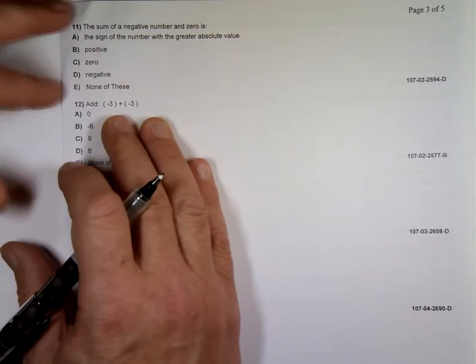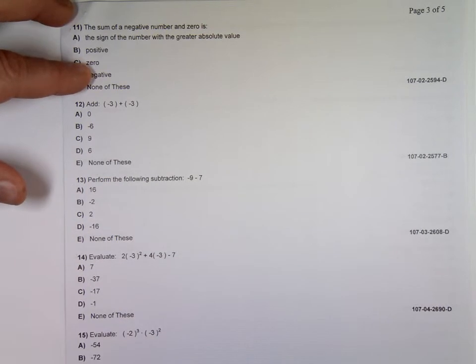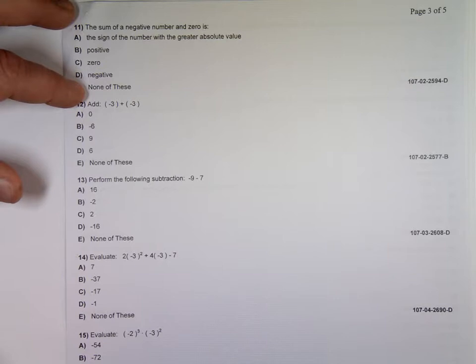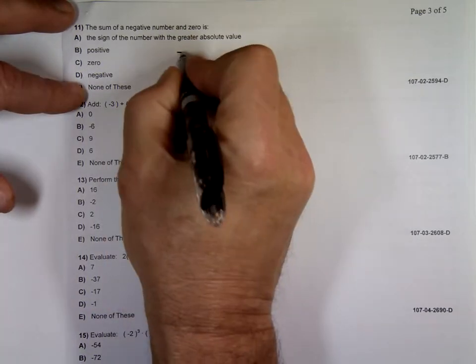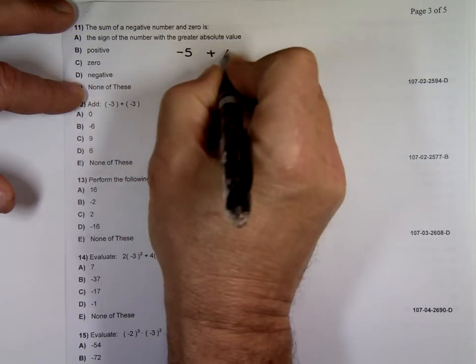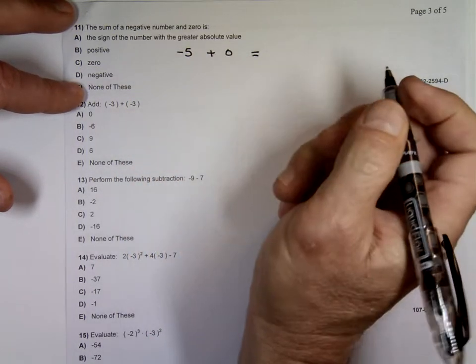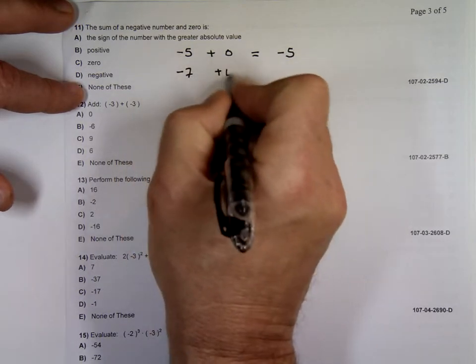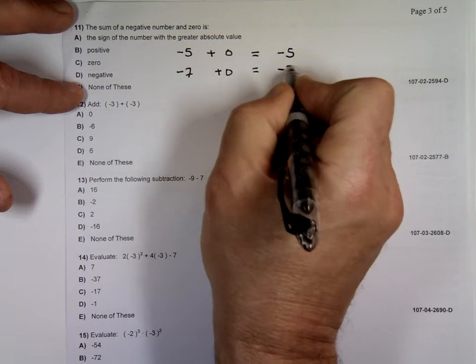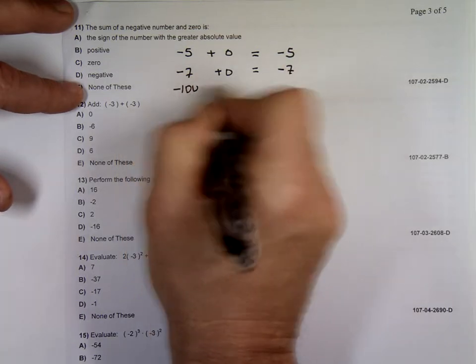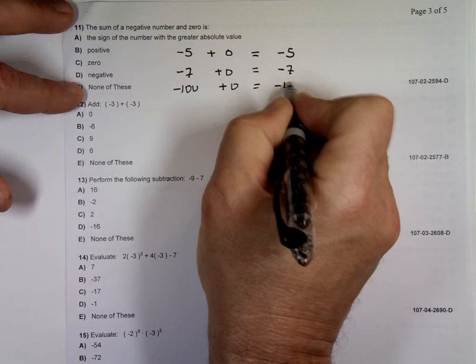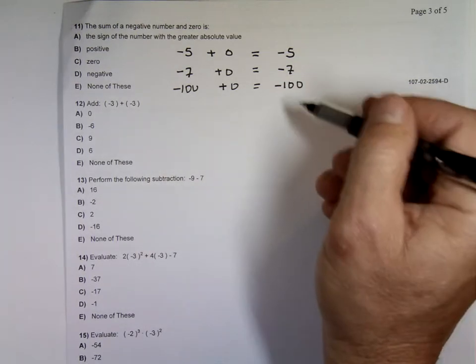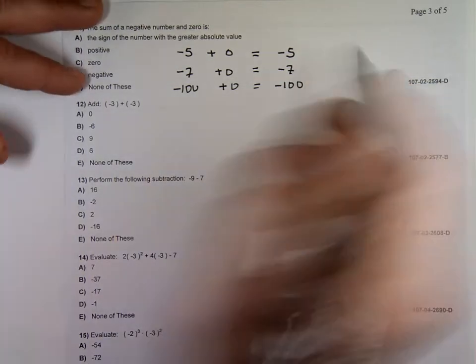The sum of a negative number and 0 is... Let's try sum. What's negative 5 plus 0? Negative 5. What's negative 7 plus 0? What's negative 100 plus 0? So look at the answers. They all happen to be what? Negative. That's what they're looking for.